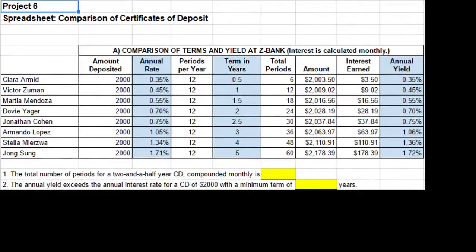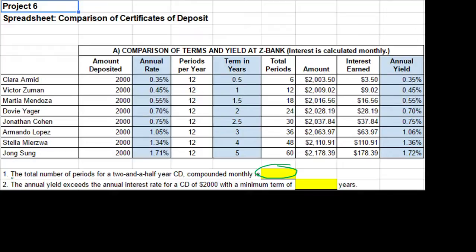Let's talk about page 2 of project 6. So we've got two questions, and the first one asks us, the total number of periods for a 2.5-year CD compounded monthly is. So notice that this question does not even involve this table. Okay, we do not need to use the table to answer this.